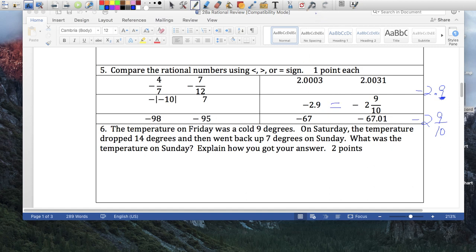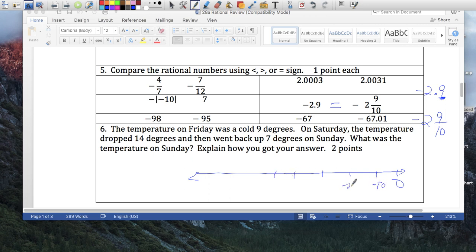Okay. And negative 67 and negative 67.1. Well, who's closer? Who's on the right, I should say? Who's more on the right, negative 67 or negative 67.1? So let's draw a number line. Here's 0, 10, 20, 30, 40, 50.